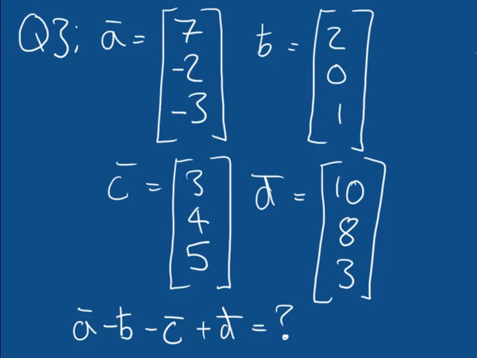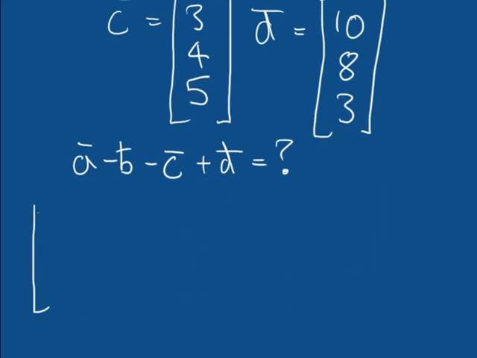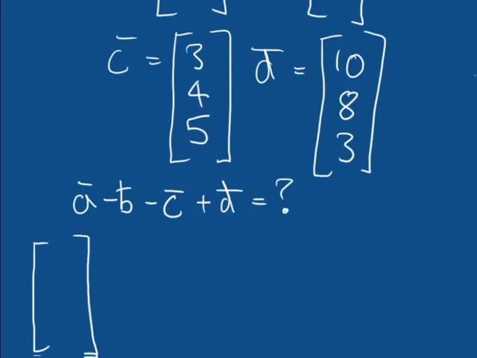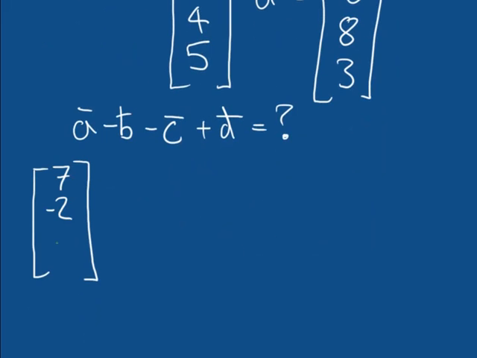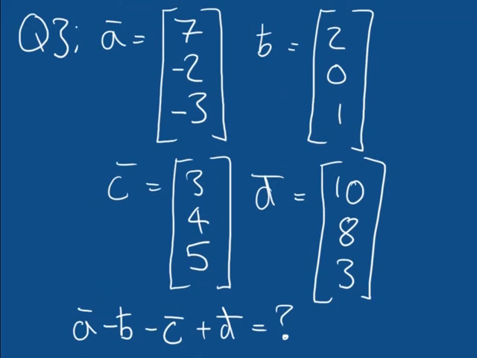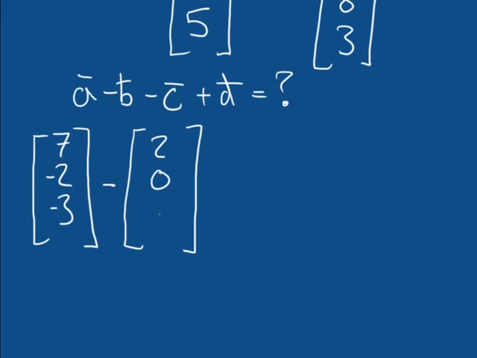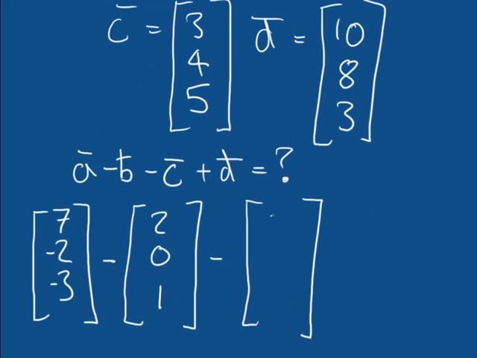Okay, welcome back everyone. So vector A is 7, minus 2, minus 3. We're going to subtract from that our vector B, which is 2, 0, 1. We're going to subtract from that our vector C, which is 3, 4, 5. And then we're going to add to that our vector D, which is 10, 8, 3.